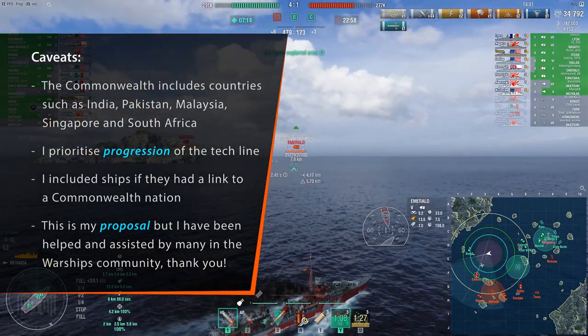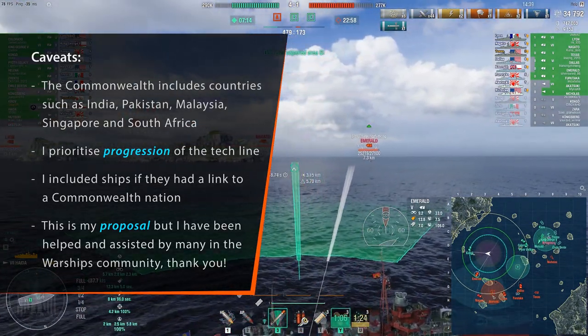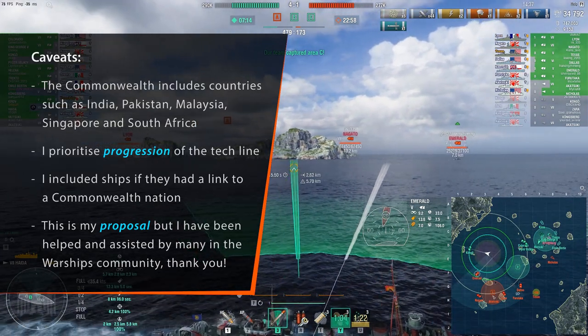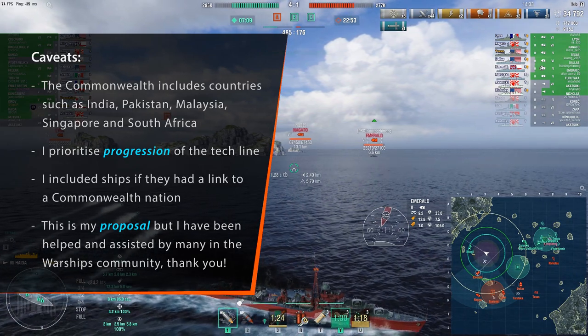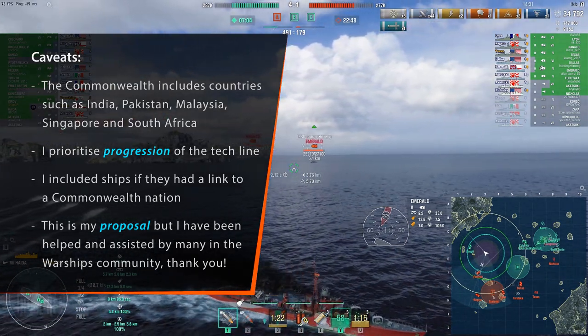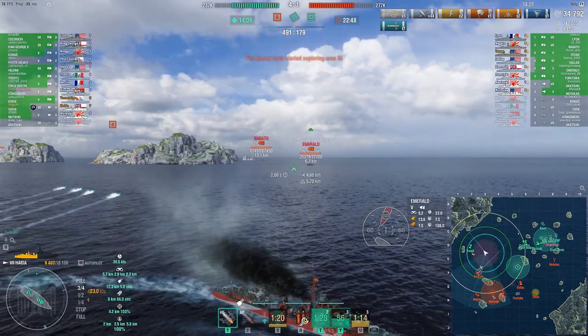INS Mysore is currently a work in progress. This was confirmed by Wargaming to Spiel Times. To quote them, it is almost confirmed, so it'll be there. Delhi is a possible ship. Wargaming is working on this at the moment. A link to the article will be in the description.